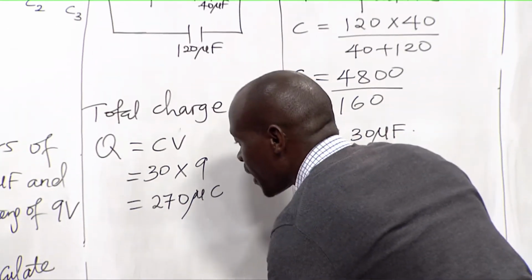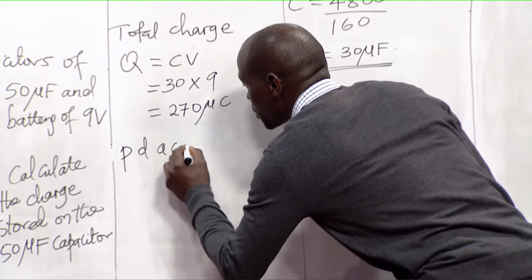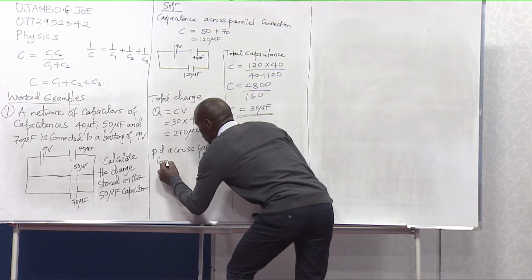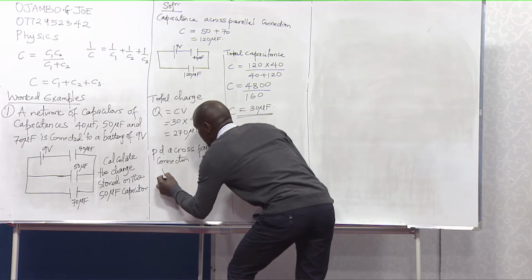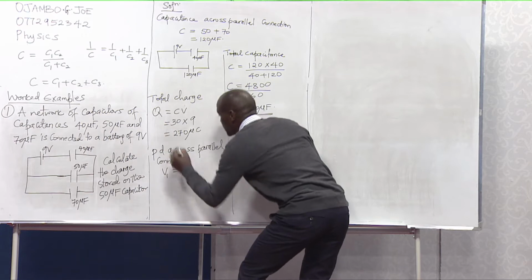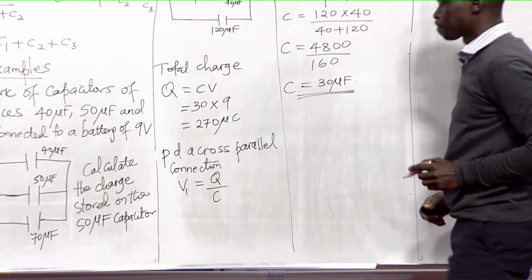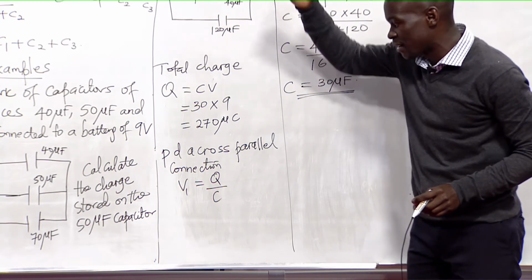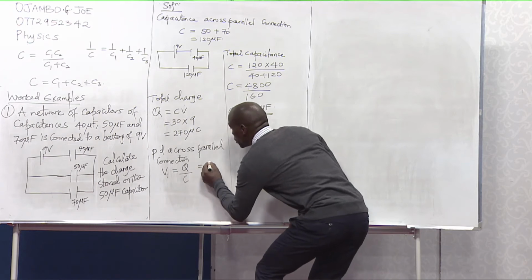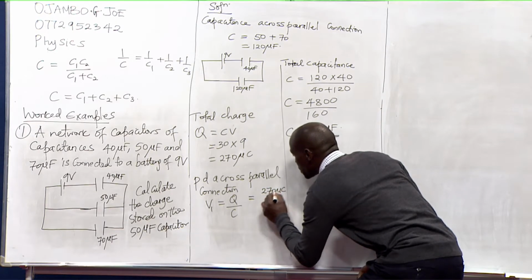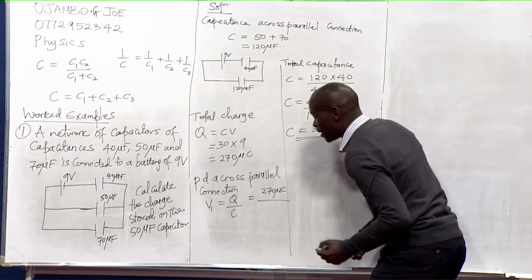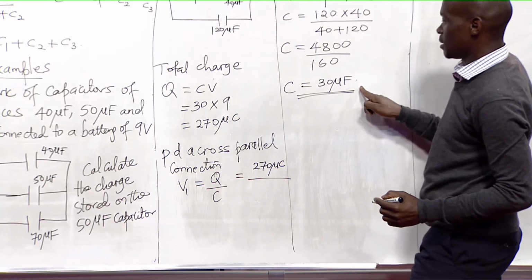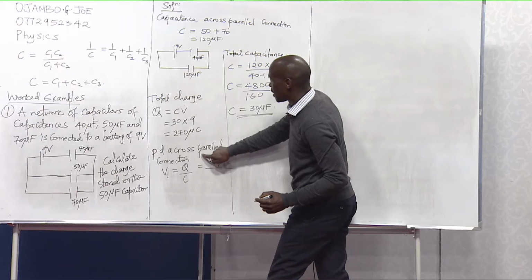PD across the parallel connection, or parallel network, V will be equal to, I can call it V1 to show a difference, Q over C. Since these two are in series, the charge is the same, as we have already discovered. So it is going to be 270 microcoulombs divided by, I can choose to keep the unit silent, the capacitance, which is also 30. Am I right? Not 30. We are looking at the one for the parallel.